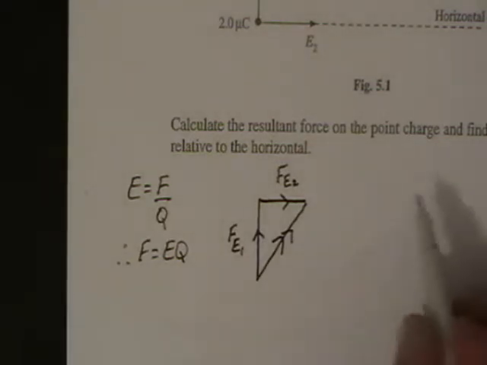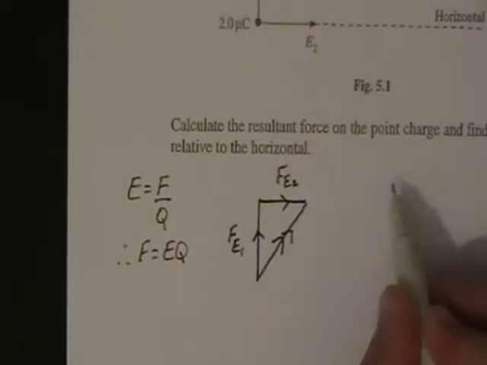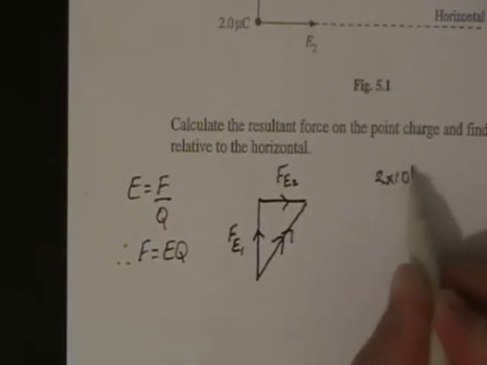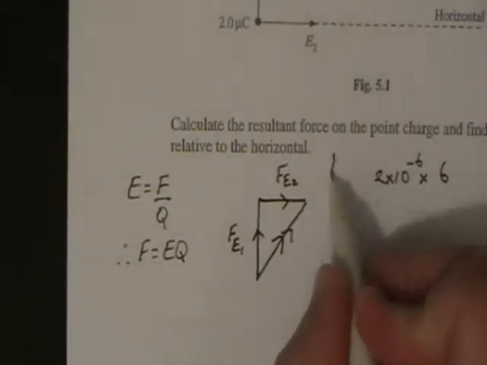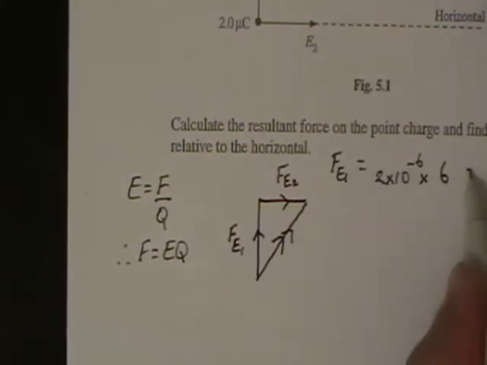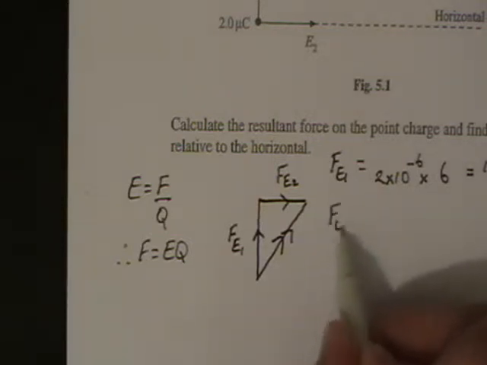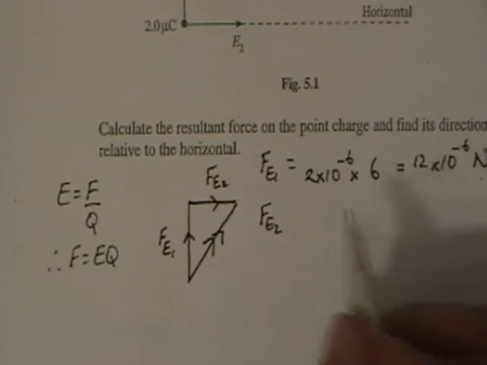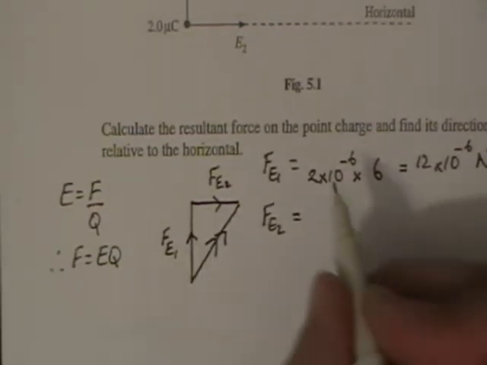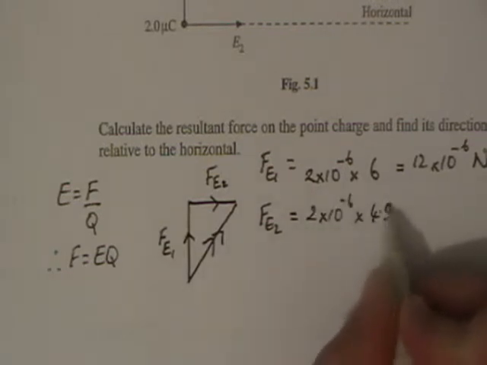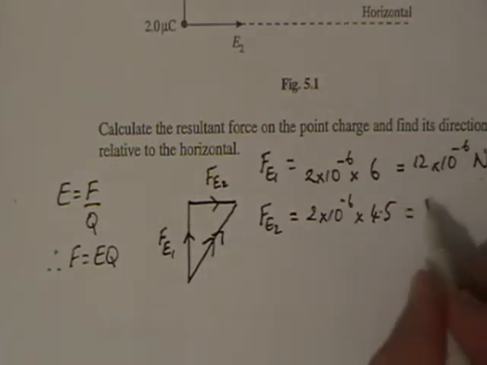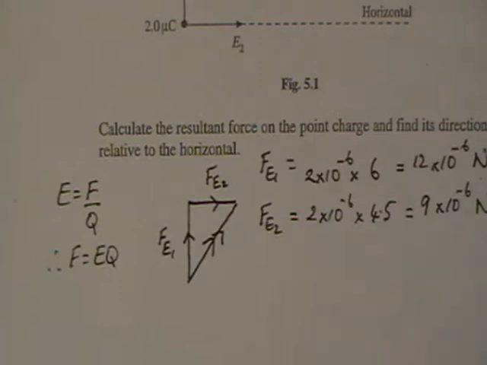So we have 2 times 10 to the minus 6 times 6, this is the force due to E1, which is equal to 12 times 10 to the minus 6 newtons. And then the force due to E2 is going to be equal to 2 times 10 to the minus 6 times 4.5, which turns out to be 9 times 10 to the minus 6 newtons.